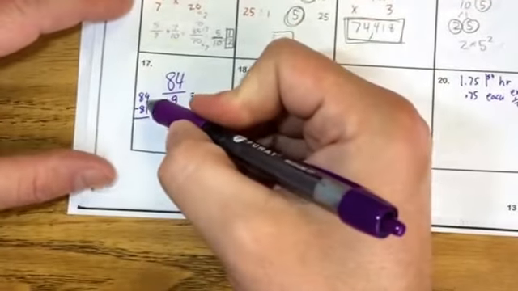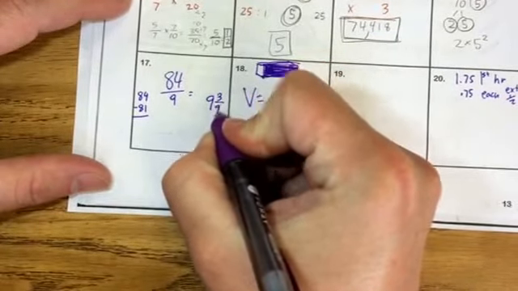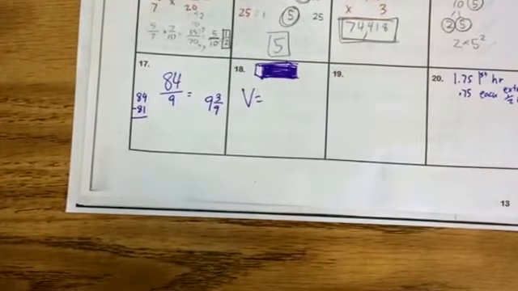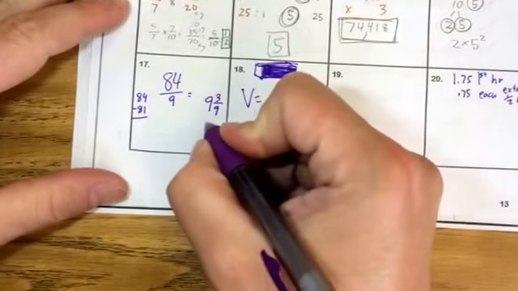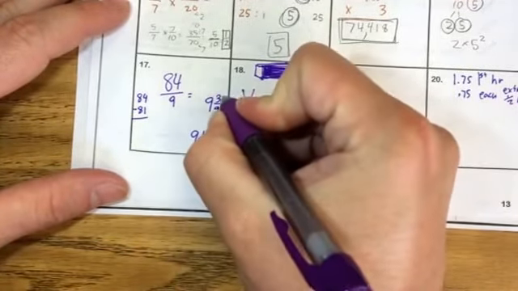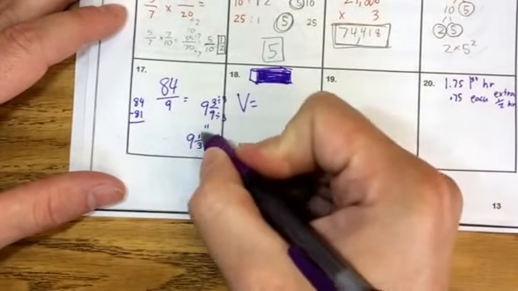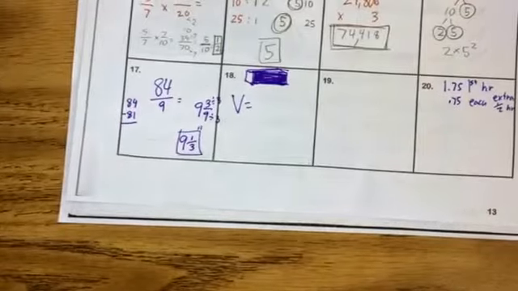So then I go ahead and subtract 84 minus 81, and I get 3 ninths, 9 and 3 ninths. I am not done yet because I can reduce that down to 9 and 1/3, because I can divide both 3 and 9 by 3 and I can get 1/3 as my final answer.